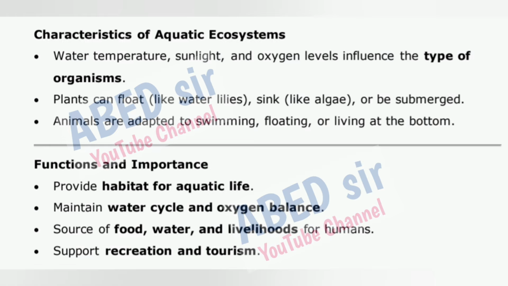Plants can float, like water lilies, sink, like algae, or be submerged. Animals are adapted to swimming, floating, or living at the bottom. Functions and importance: Provide habitat for aquatic life. Maintain water cycle and oxygen balance.